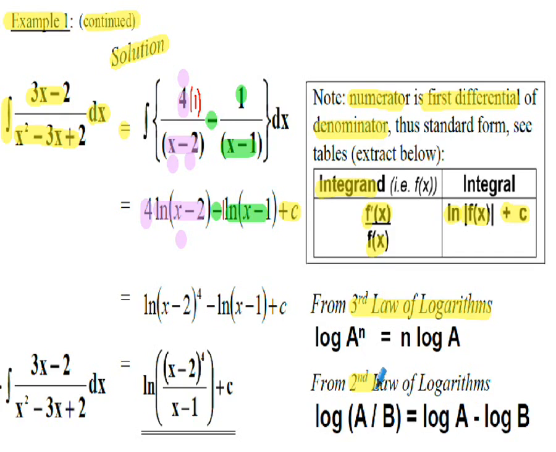Now for the last line we're going to apply the second law of logarithms. So what we have is the ln of the x minus 2 raised to the power of 4, which is essentially the log of a here. And we're subtracting from that the ln x minus 1, so we're subtracting in this case the log of b. And using the second law of logarithms we can write that as the log of a, and this is a in this case, divided by the log of b, well this is the b in this case. Now plus c, the constant integration. So there's our final solution for this particular problem.